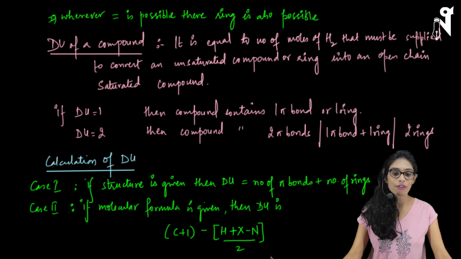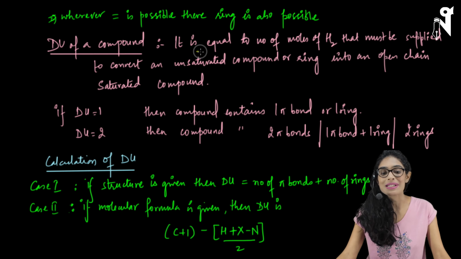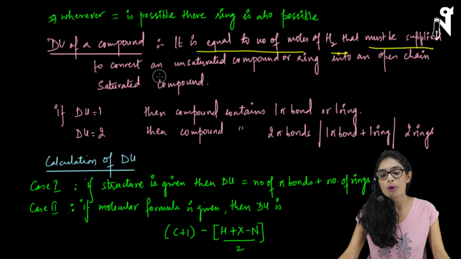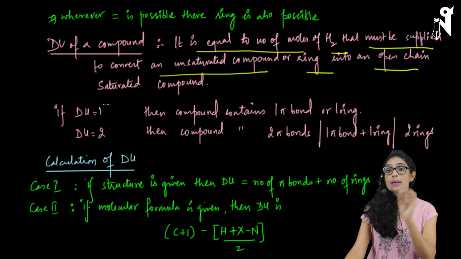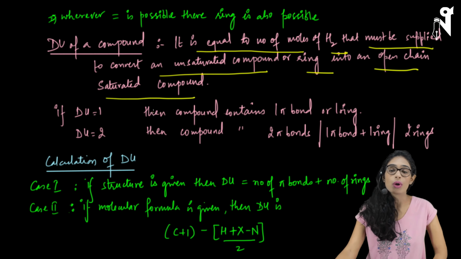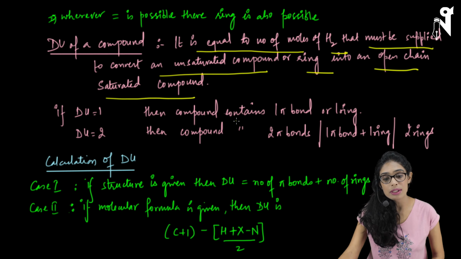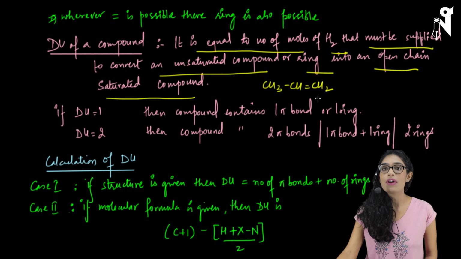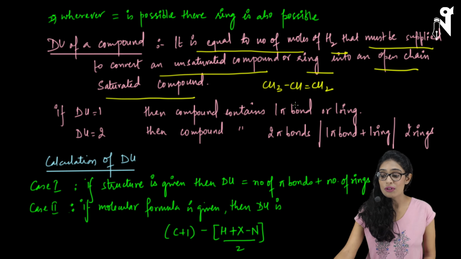Okay, so let's see the definition. It is equal to the number of moles of hydrogen that must be supplied to convert an unsaturated compound or ring into an open chain saturated compound. So let me explain once more what it means, and what we are trying to say. Let's say I talk about the same molecule which we have discussed just now, CH3 CH double bond CH2. This is an alkene. If I have to convert it to the normal open chain compound or alkane, what will we do?